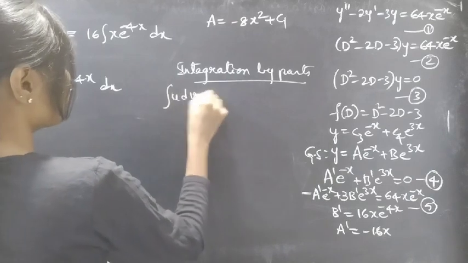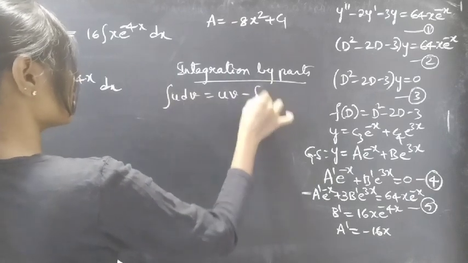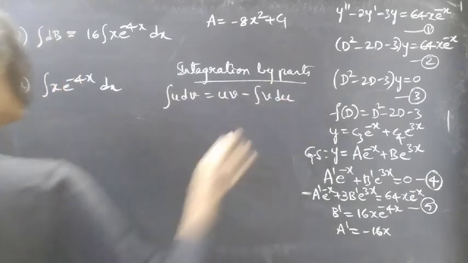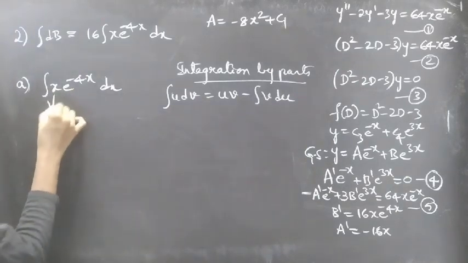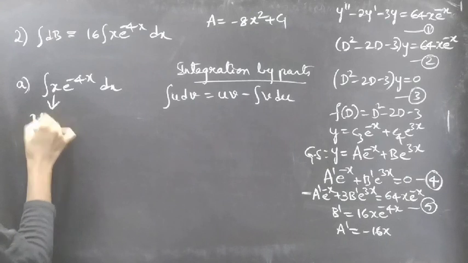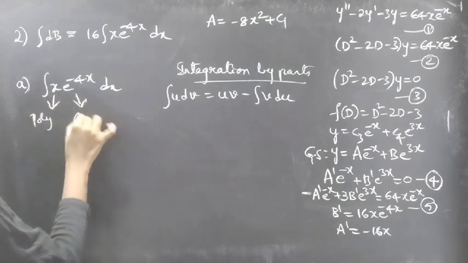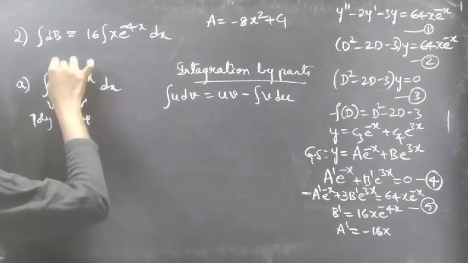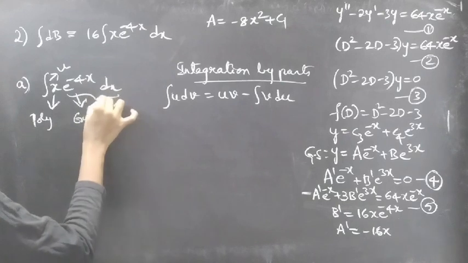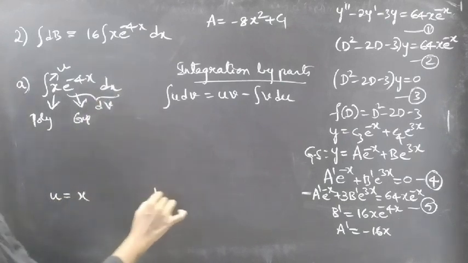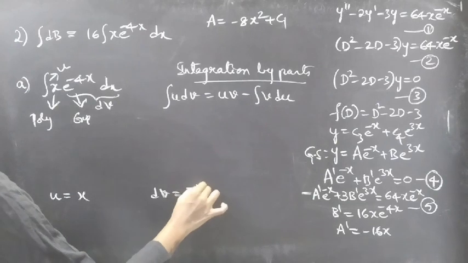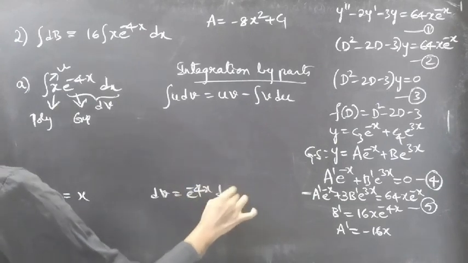Integral u dv equal to uv minus integral v du. The integrand is of the form product of polynomial and exponential function. So consider the polynomial function as u and the remaining part as dv. We'll get u equal to x and dv equal to e power minus 4x dx here.